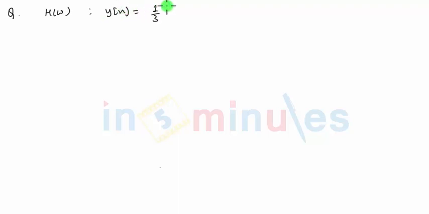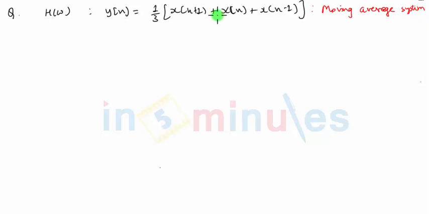y of n is equal to 1 by 3 into x of n plus 1 plus x of n plus x of n minus 1. This system is very famously called the moving average system, sometimes also called a moving average filter. It is called a moving average system because for the current time instant n, you are taking the current input sample, a future input sample, that means the next input sample, and the previous input sample. You are adding the three input samples and dividing by 3. So you are basically taking an average of 3 points, and hence this is called a 3-point moving average system.